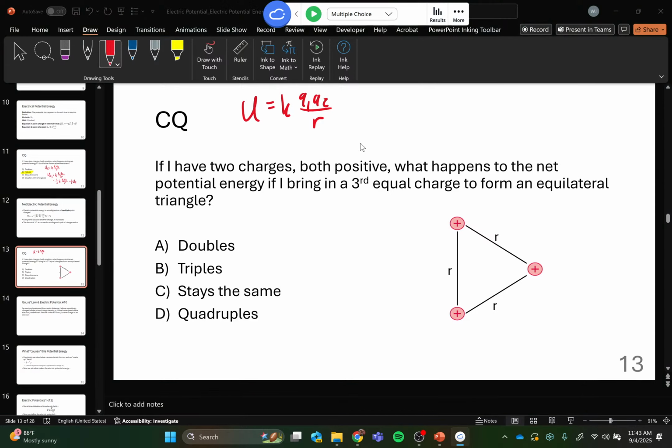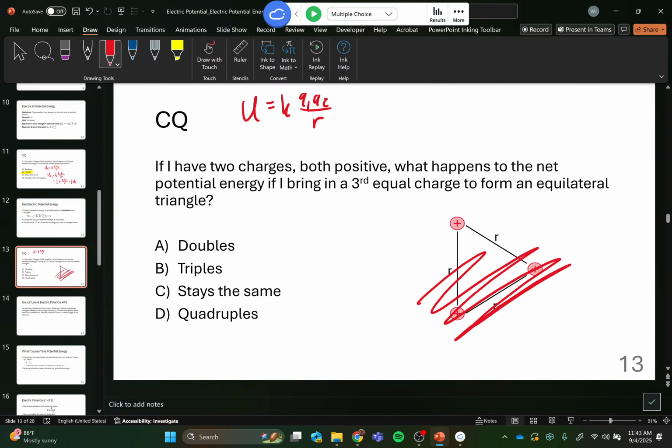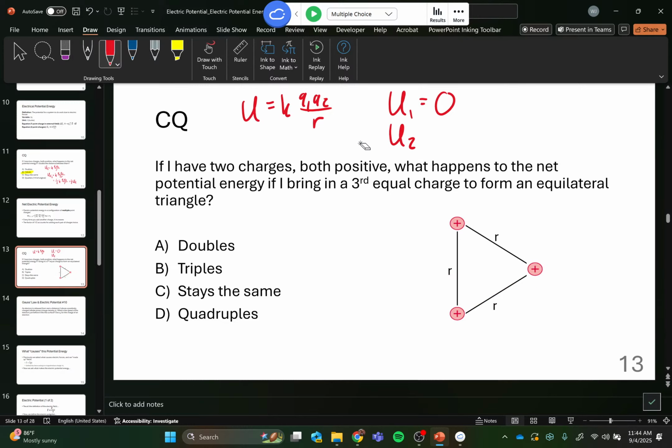All right, so here's how we're going to do this. We're going to build this system, and we're going to build it one charge at a time. So how much work is required to make this one charge move there? 0. So the energy required to move the one charge there is going to be 0. The energy to move the second charge there, now we're having to fight. We're actually having to fight the other charge to make this happen.